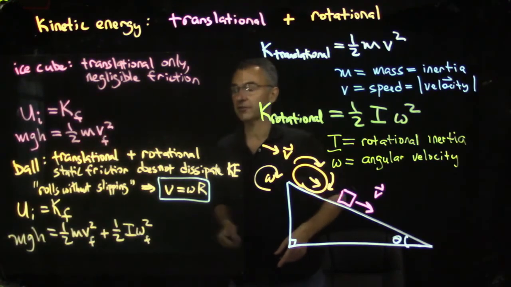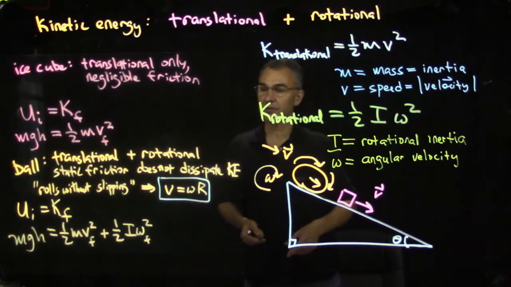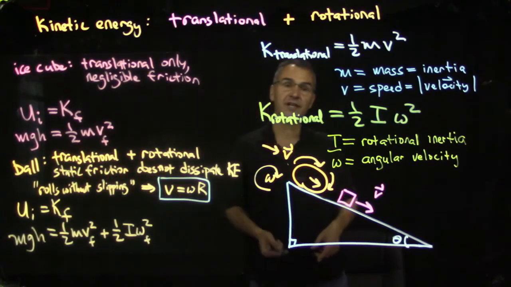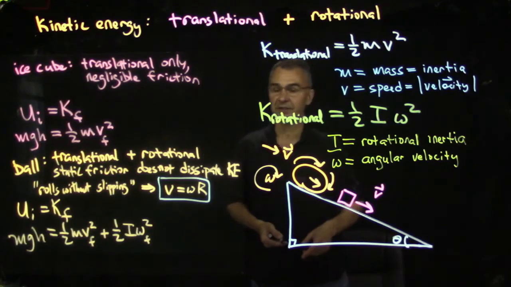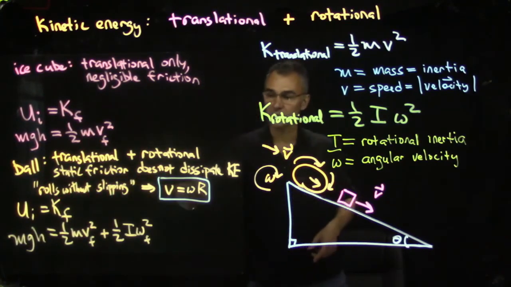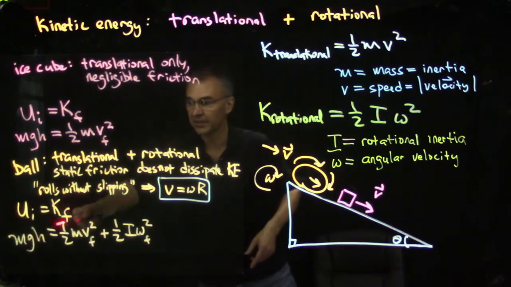For the ball, you have both translational and rotational kinetic energy. And the friction that we have is static friction. Static friction does not dissipate kinetic energy into heat. And we know that the ball rolls without slipping. And rolls without slipping means v equals omega r. Maybe we'll make a better argument for that in a second.